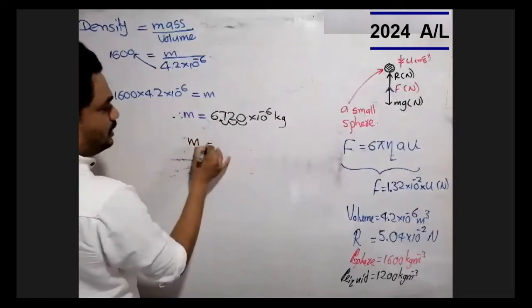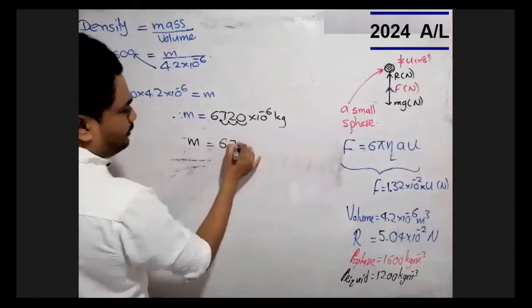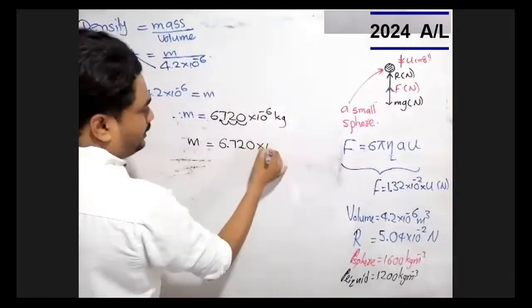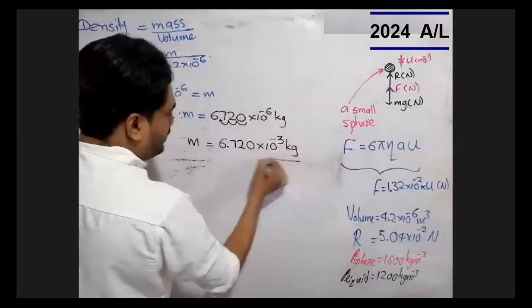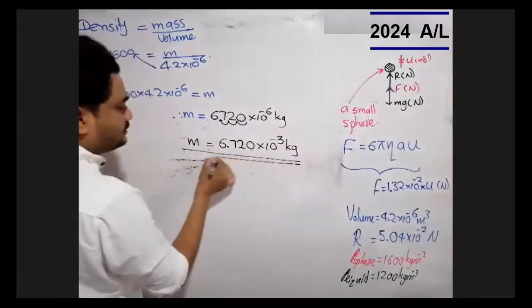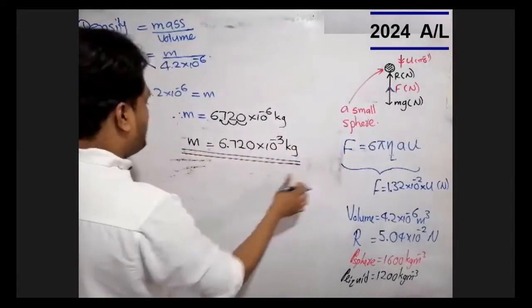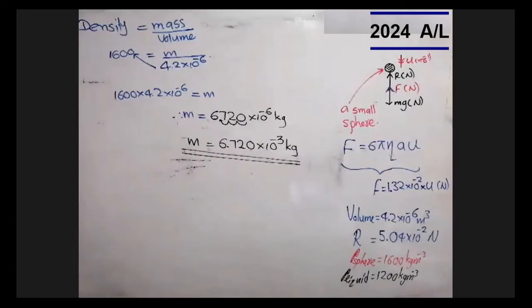So M equals 6.720 times 10 to the power minus 3 kilogram. It means 6.72 grams. 6.72 grams. Who got this answer at home? Anybody in the class? Okay, very good. Very good. I'm so happy.